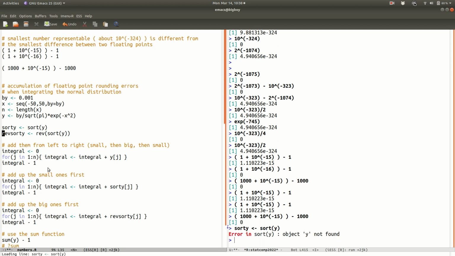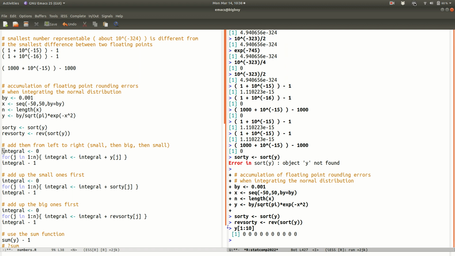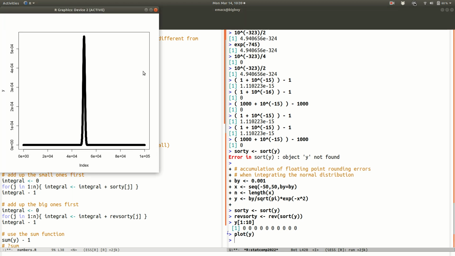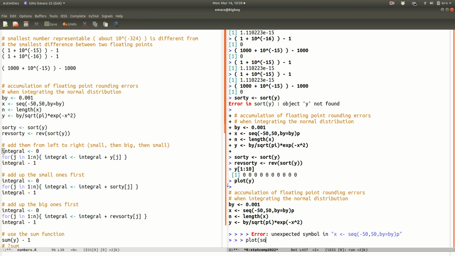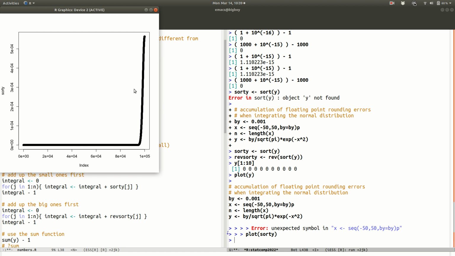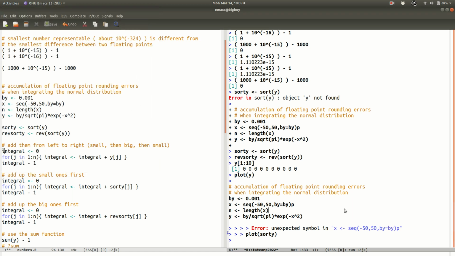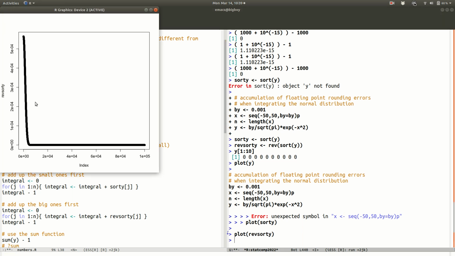So let me just demonstrate. So y, these are all numerically 0 in the floating point system. Sort y. Actually, can I just plot these? Plot y. Okay, that's your normal density. Here I've just ordered those values so that all of the big ones are at the end. And in this one, all the big ones are at the beginning.